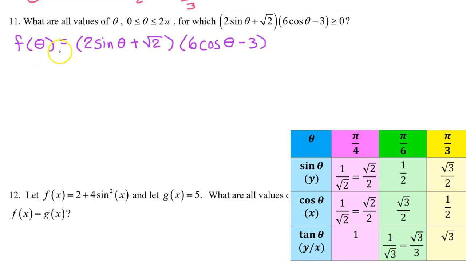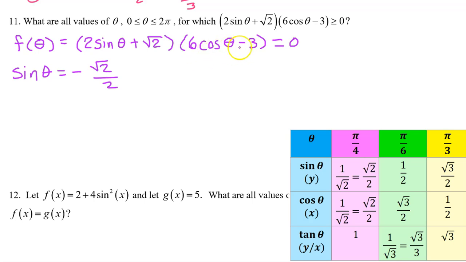f of theta. Before we can find where f of theta is greater than or equal to 0, we need to find where f of theta is equal to 0. Since this is already in factored form, we can go ahead and set each one of these factors equal to 0. I'm going to do some of this in my head. If we set this equal to 0 and solve, we will subtract radical 2 from both sides and then divide by 2. That will leave us with sine theta is equal to negative radical 2 over 2.